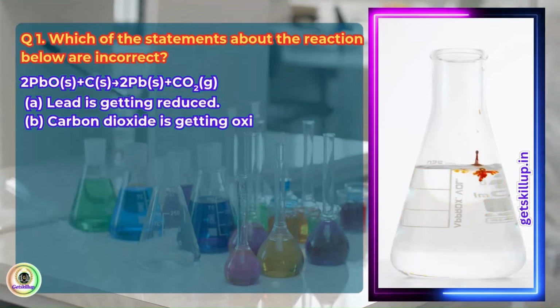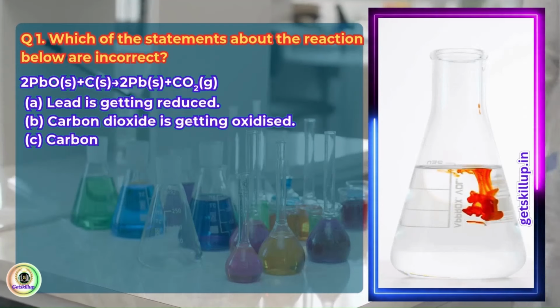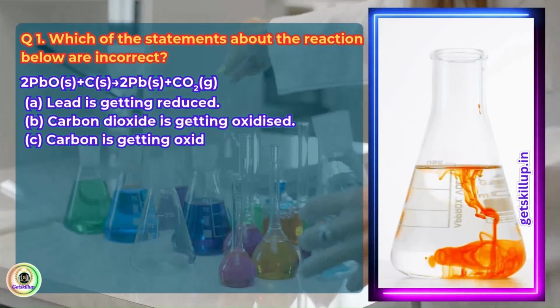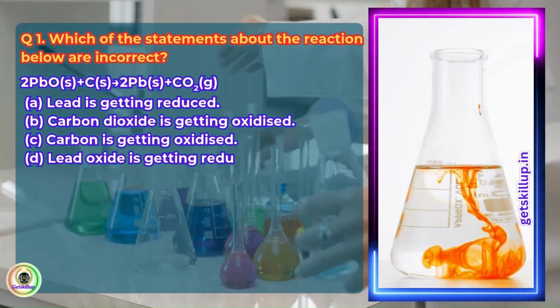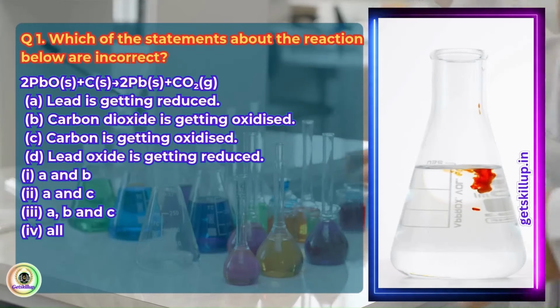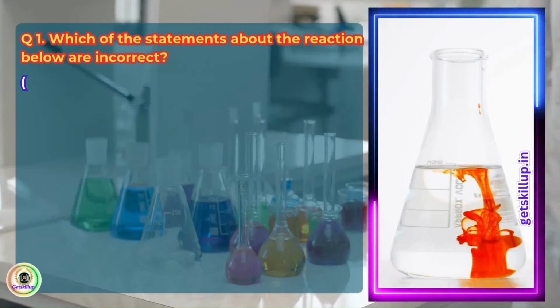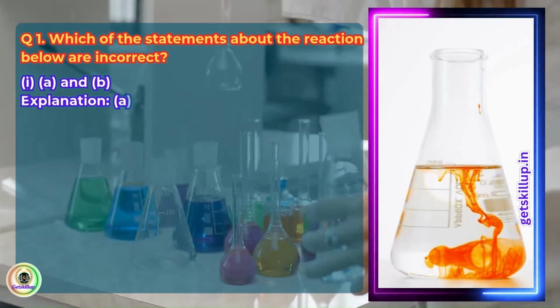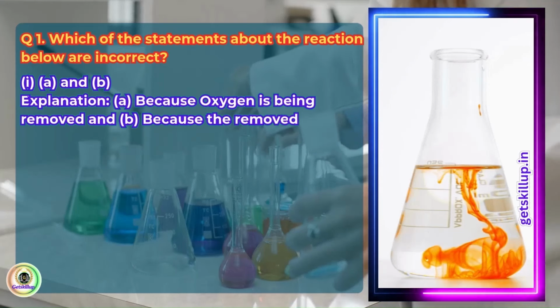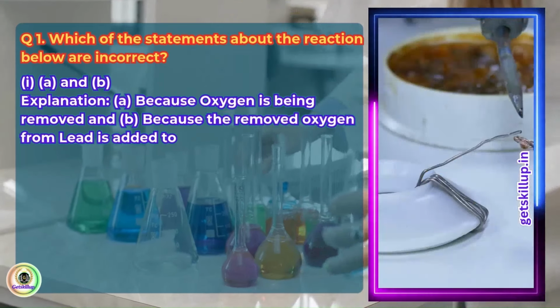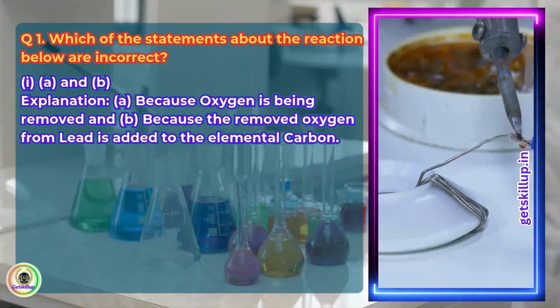A. Lead is getting reduced. B. Carbon dioxide is getting oxidized. C. Carbon is getting oxidized. D. Lead oxide is getting reduced. Answer A and B. Explanation: A, because oxygen is being removed, and B, because the removed oxygen from lead is added to the elemental carbon.